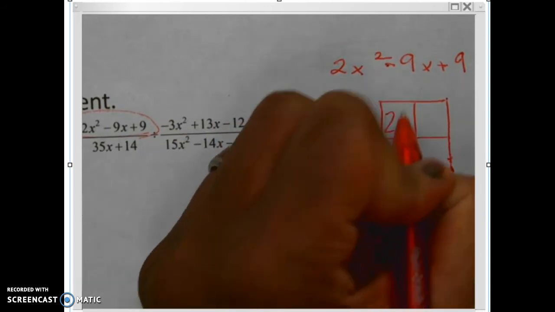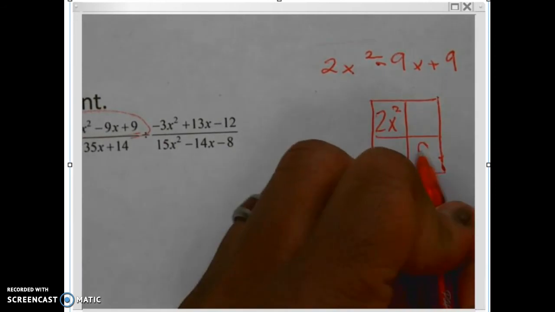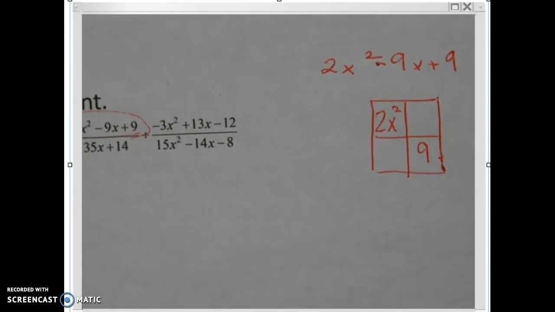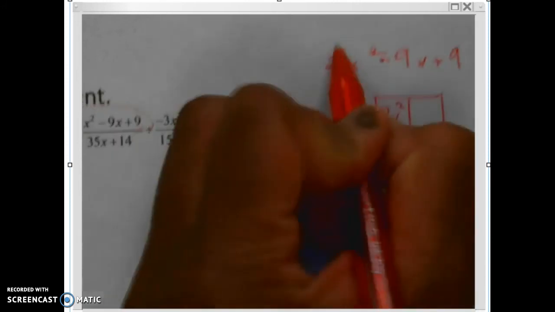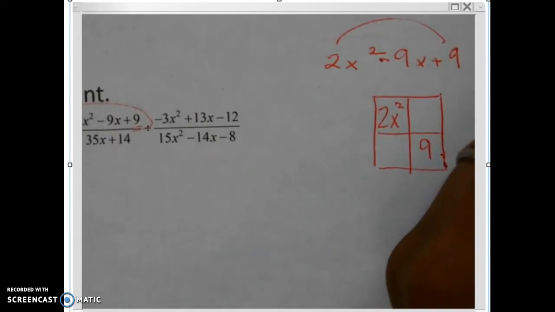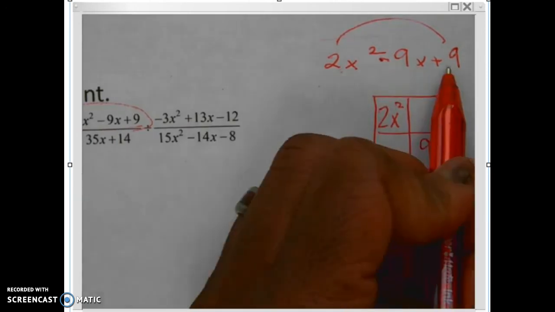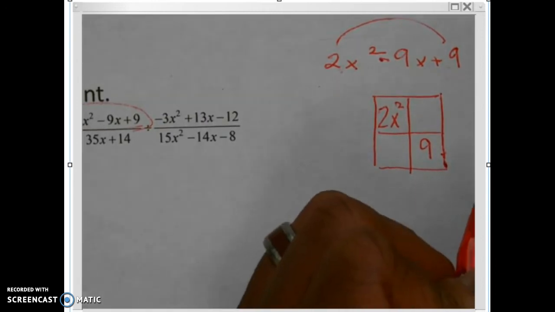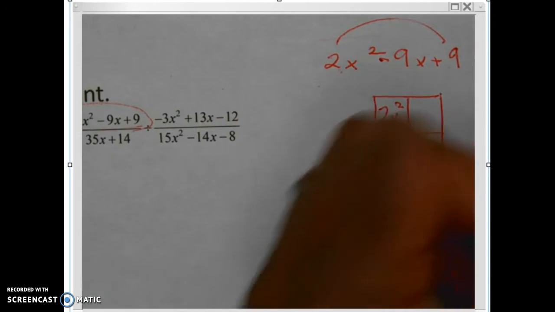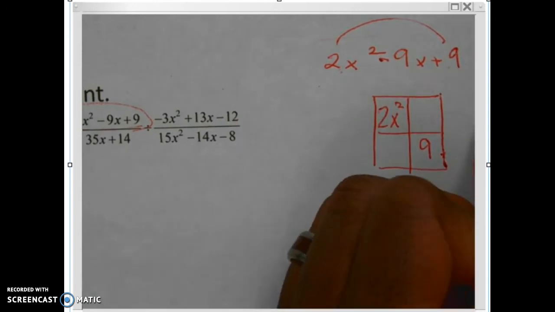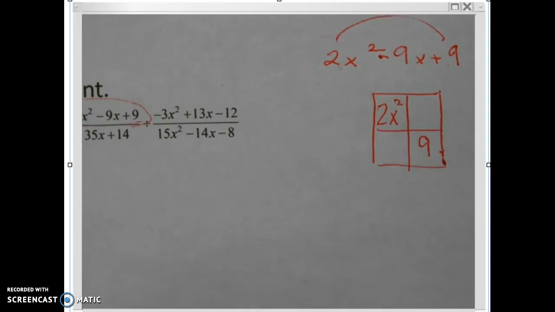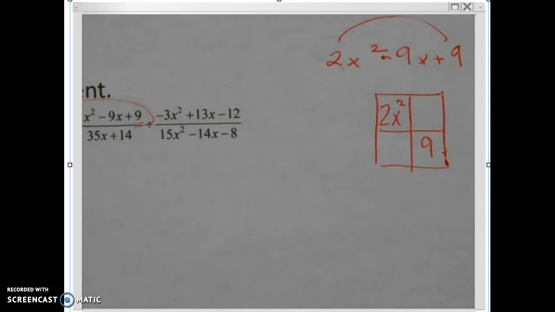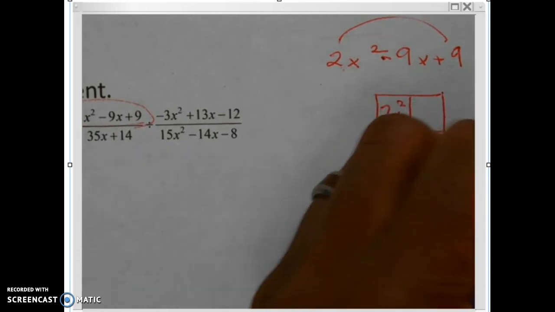I messed up. First term, first box. Last term, last box. Great. Now I'm looking for two numbers that will multiply to give me 18x squared, this product, 2x squared times 9, and that will add to give me negative 9x. So both of the terms should be negative. Why? Because I need to multiply two negatives to get a positive and add the two negatives to get a negative 9x there on the bottom. And what would those two numbers be? I don't know. 6 and 3? 6x and 3x?